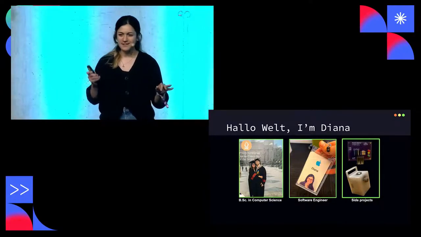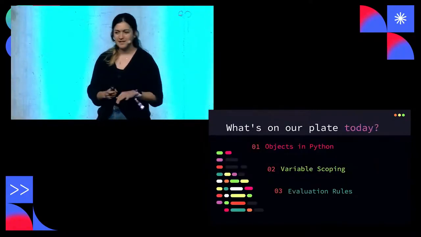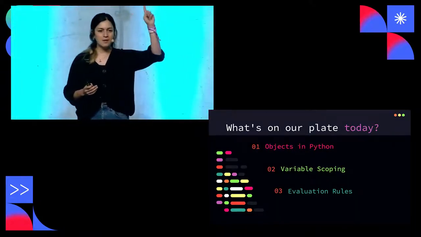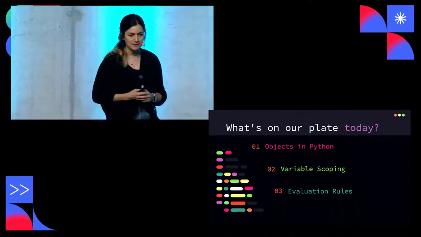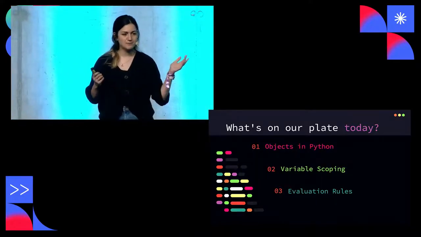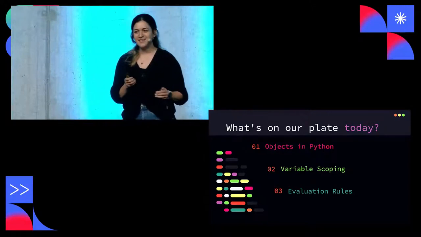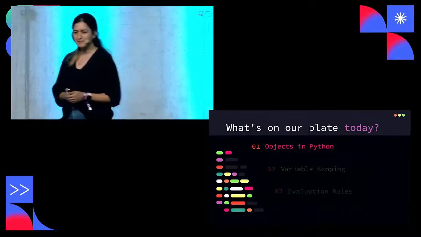So we are here to talk about Python. The agenda for today is 3 main topics. The first is objects in Python. The second is variable scoping. And the last one is evaluation rules. So we start with the objects in Python.